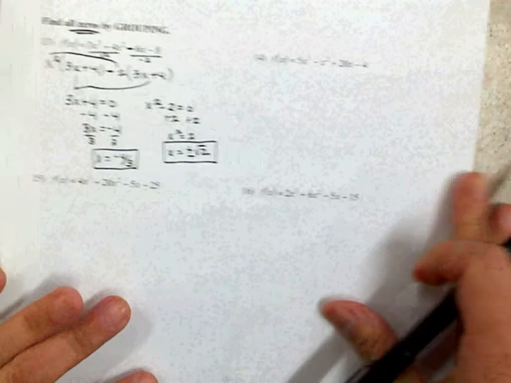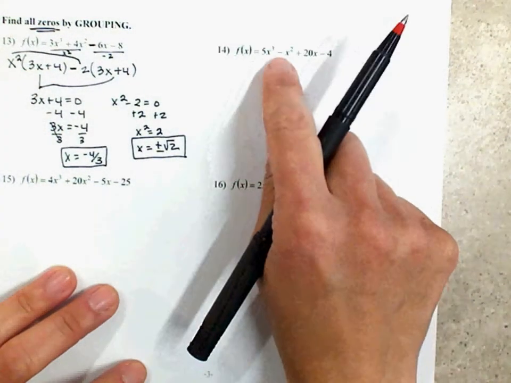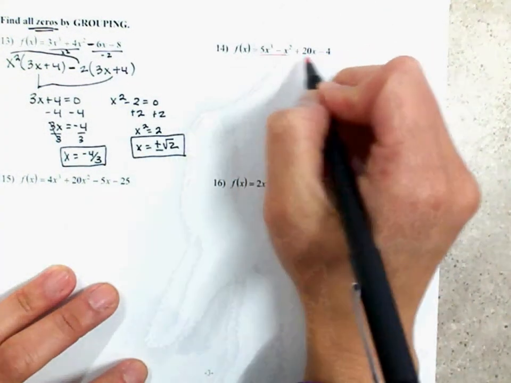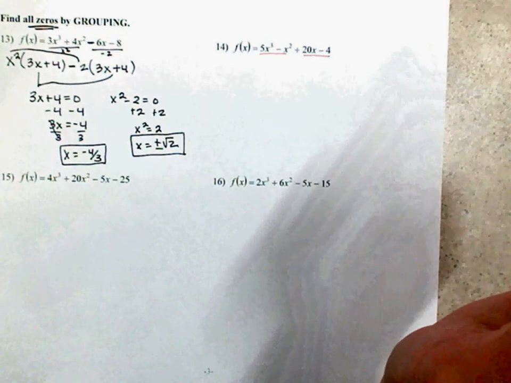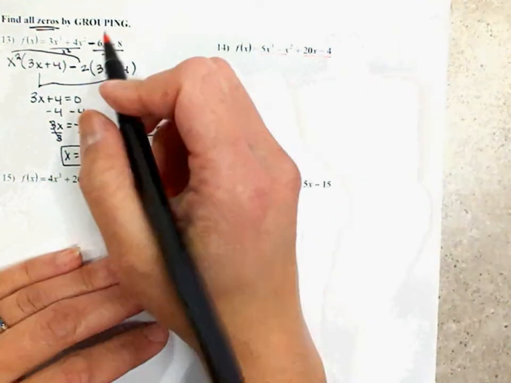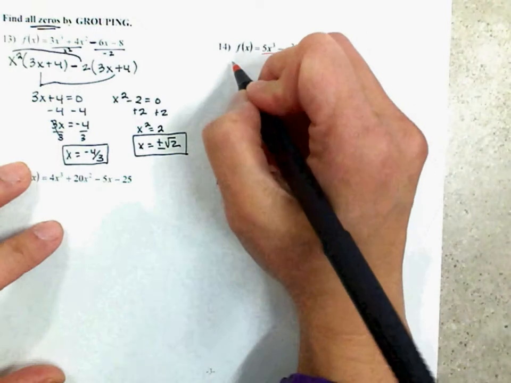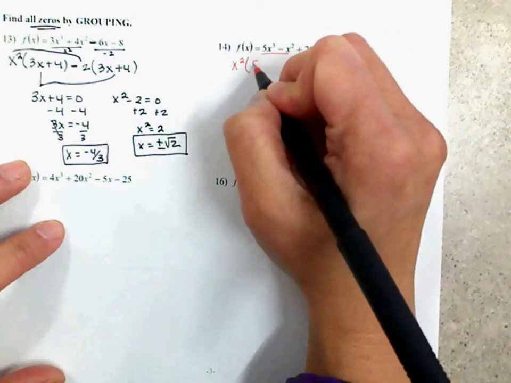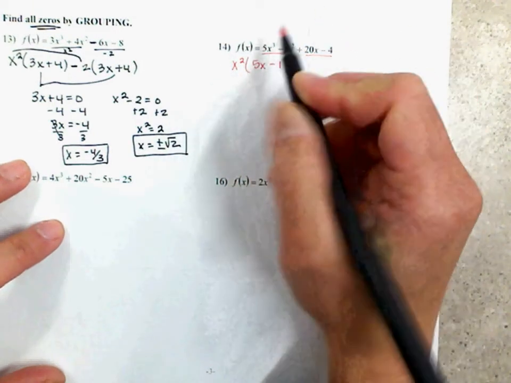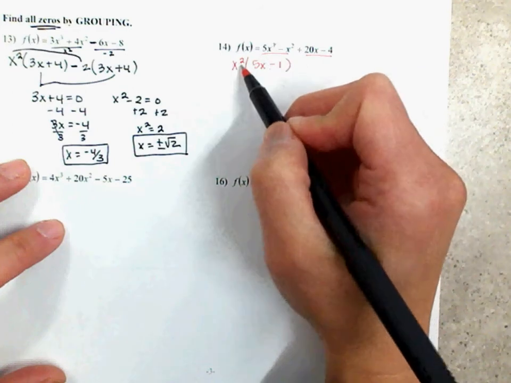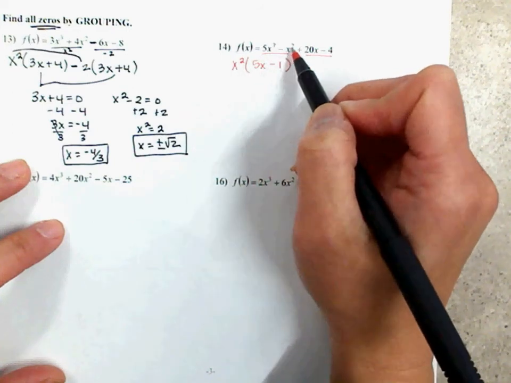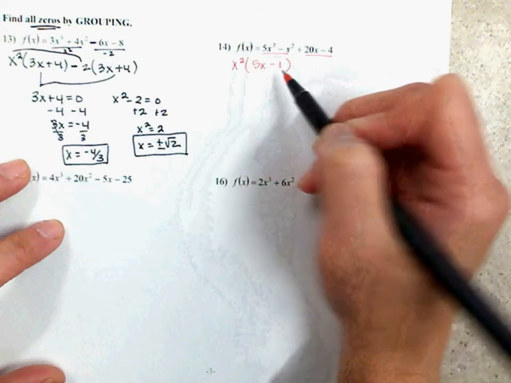Number 14. Count your terms. 1, 2, 3, 4. Bingo. Now, factor grouping doesn't work every time, okay? But most of the time it will. And since it says grouping, it should work. Factor out an x squared, and you have 5x minus 1. 5x to the third divided by x squared leaves you 5x. Negative x squared divided by x squared is negative 1.